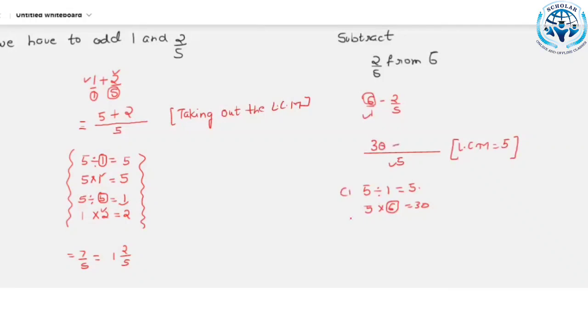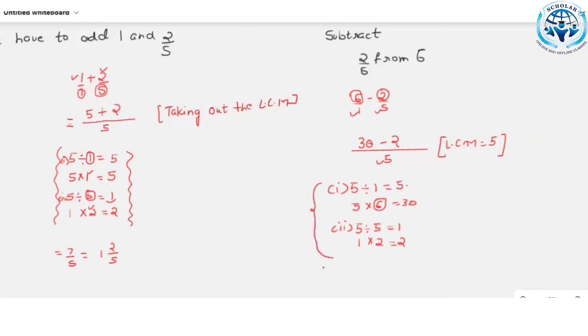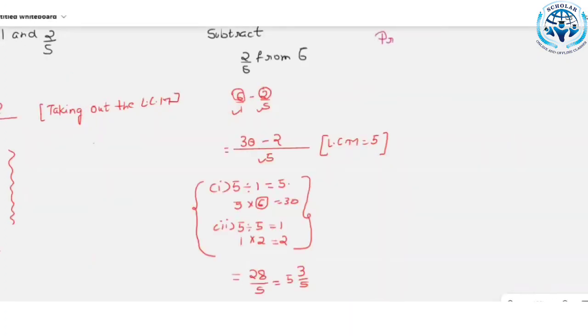Now again the second denominator, 2 by 5, denominator 5. 5 will be divided with 5 and we will get 1. This 1 will be multiplied with the numerator, 1 into 2. 2 ones are 2. So we will write 2 in the second column and we will subtract 2 from 30. Right? This is the way to find out the answer to these type of questions, addition or subtraction. So 28 by 5 or 5 3 by 5.